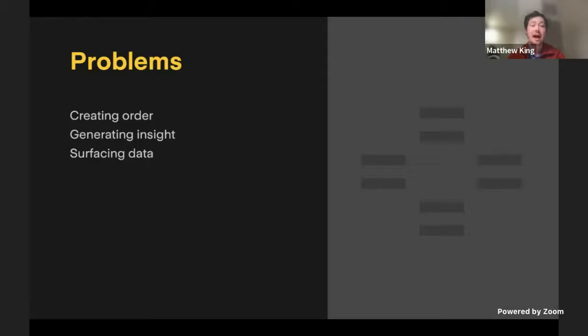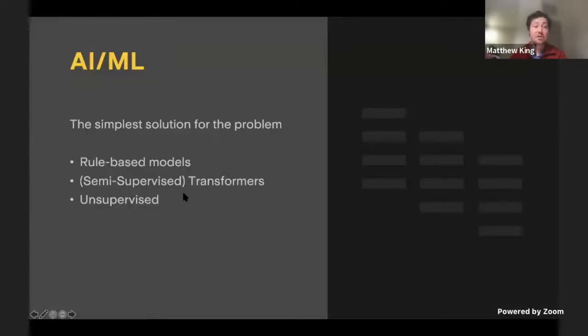So the first is, how do we create order from that data? How do we actually create a system in which we can then generate the insight from that data? And as part of that, how do we find the data that we need at the time that we need it? How do we reach into that data set and actually pluck out the important piece of information? So this is where for us, AI and ML comes in.